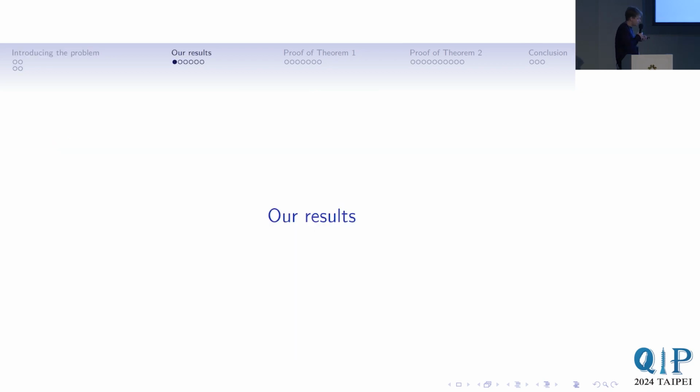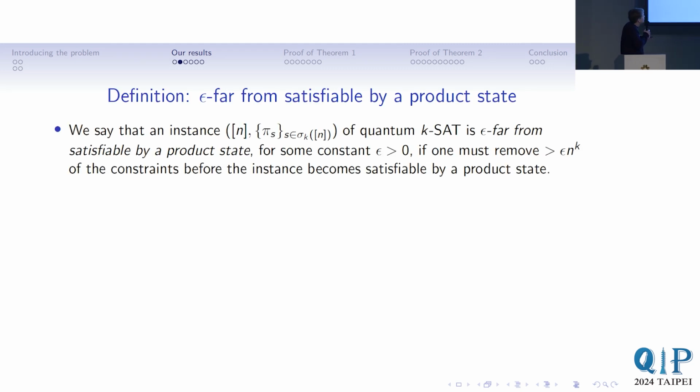So that's the outline of the problem, and now I can tell you our results. For property testing, you need a notion of what it is to be far from having the property, far from satisfiable in our case. And the notion of far from satisfiable we use is epsilon-far from satisfiable by a product state. So you've got an instance of quantum k-SAT, and we say that it's epsilon-far from satisfiable by a product state, for some constant epsilon, if you have to remove more than epsilon n^k of the constraints before the instance becomes satisfiable by a product state.